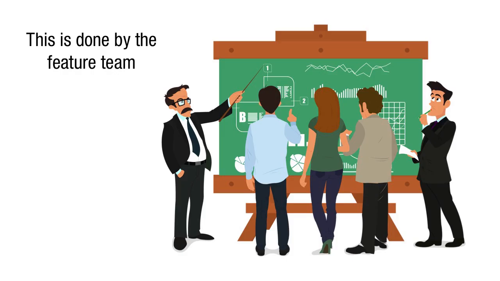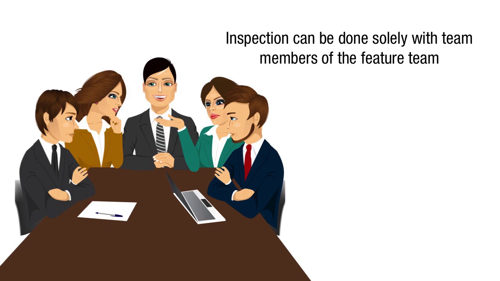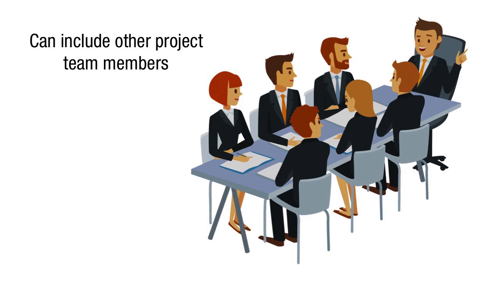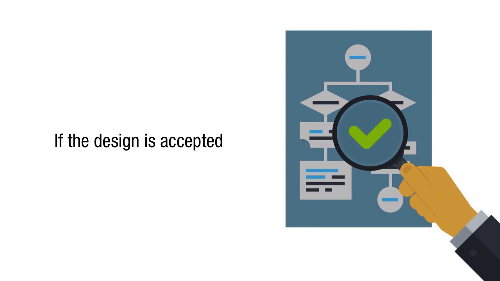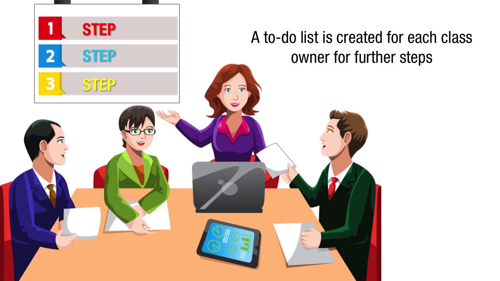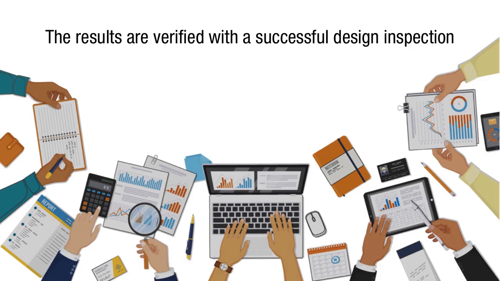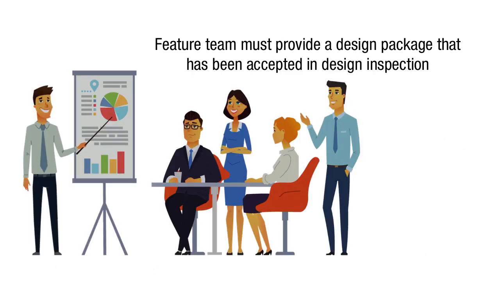This is done by the feature team. The inspection can be done solely with team members of the feature team or can include other project team members. This is decided by the chief programmer. If the design is accepted, then a to-do list is created for each class owner for further steps. Verification of the results. The results are verified with a successful design inspection. Exit criteria. The feature team must provide a design package that has been accepted in the design inspection.